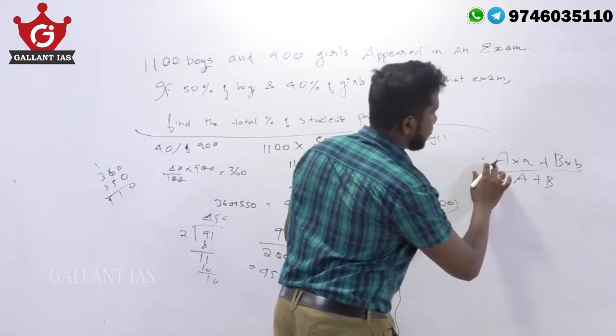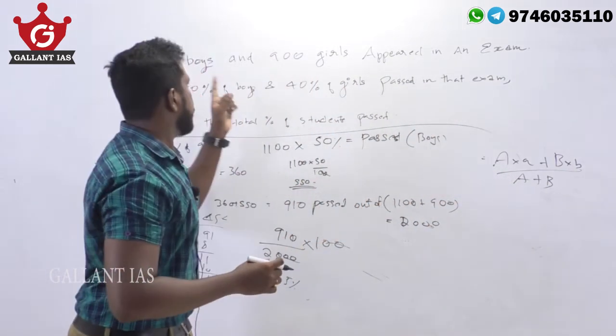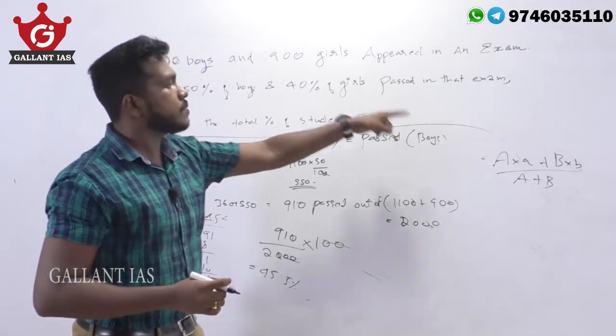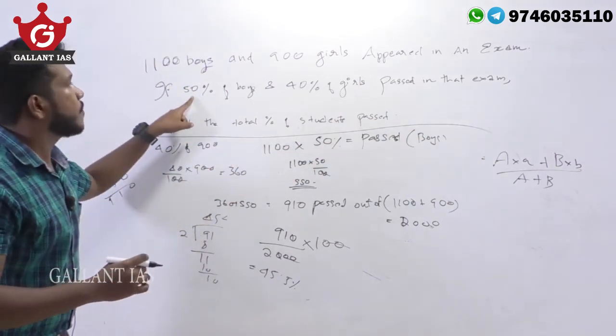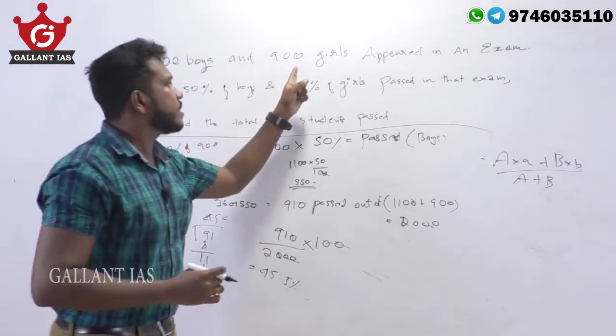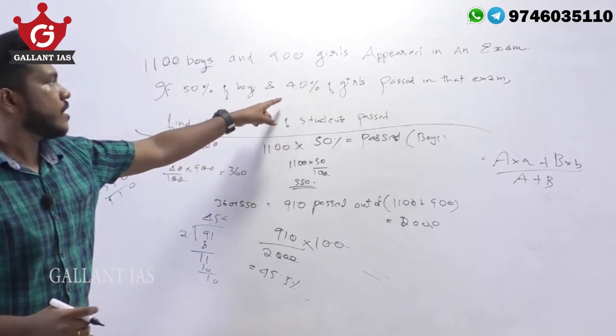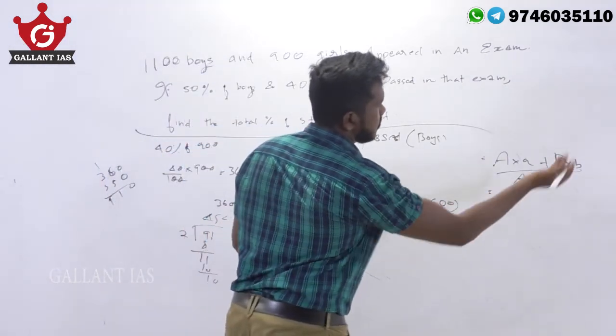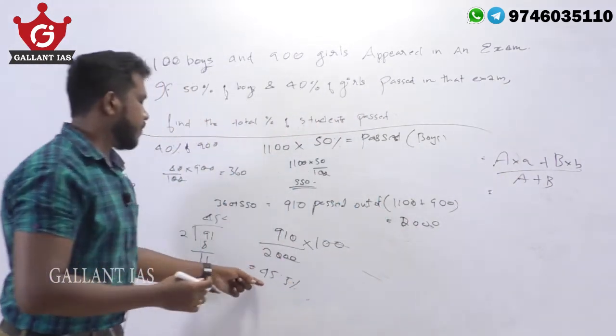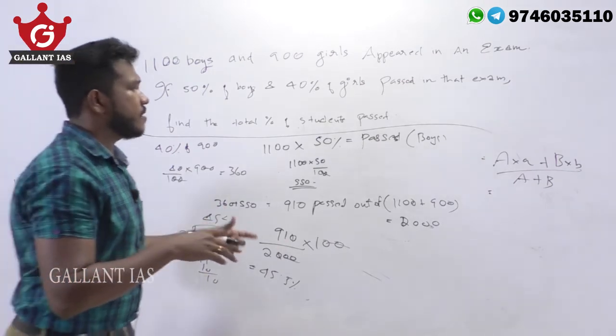Here capital A is the number of boys and small a is the percentage of boys, and capital B is the number of girls and small b is the percentage of girls. So substitute the values and simplify. You will get the answer as 45.5 percentage, directly.